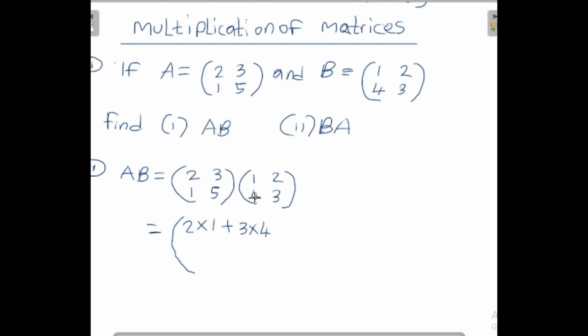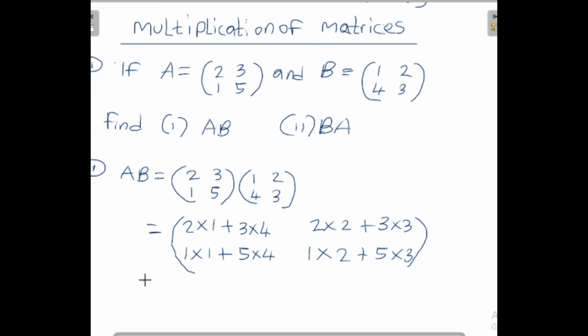This row, multiply and add this column. Then the next one, this row again, we multiply this particular column. So we say 2 times 2 plus 3 times 3. Then this other row, we multiply this column. So we say 1 times 1 plus 5 times 4. Now, this row, we multiply this column: 1 times 2 plus 5 times 3.